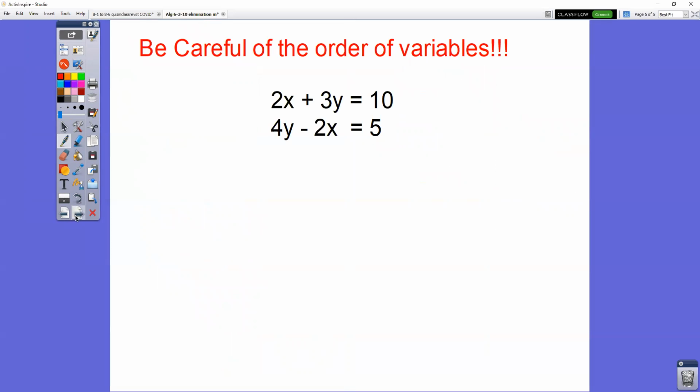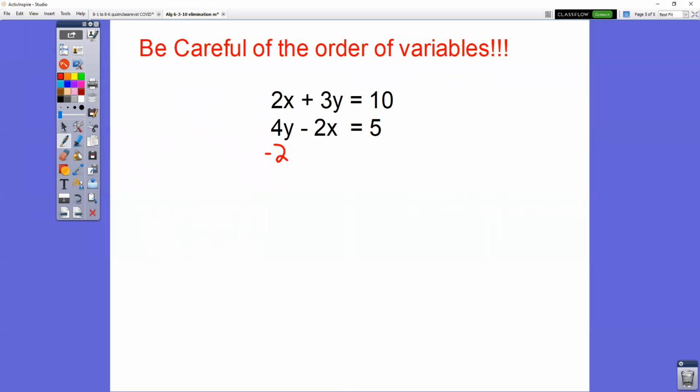Be very, very careful of the order of your variables. I don't believe that there's any on the homework like this, but be very careful. If there was, you have to be very careful. Notice that it goes x, y equals a number, but this one goes y, x equals a number. Sometimes on the Regents exam, they try and trick you, all right? You would need them in the correct order.